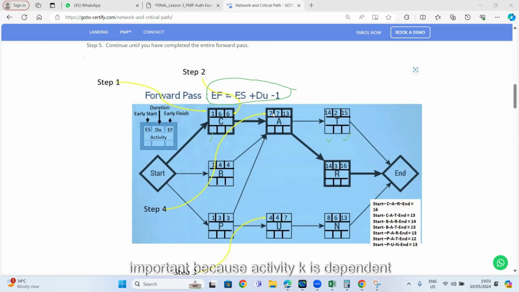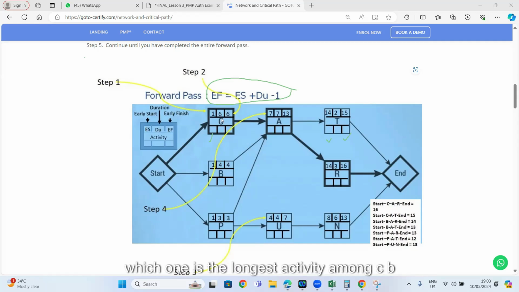Now, this is important because activity A is dependent on activity C to finish, activity A is also dependent on activity B to finish, and activity A is also dependent on activity P to finish. I have got three activities as predecessor for activity A. So I must wait to start activity A until all these three activities are done.